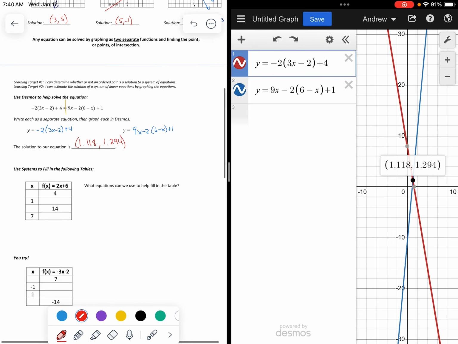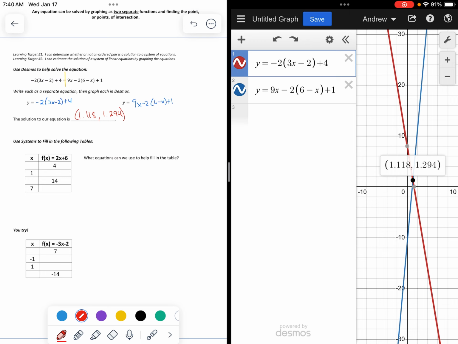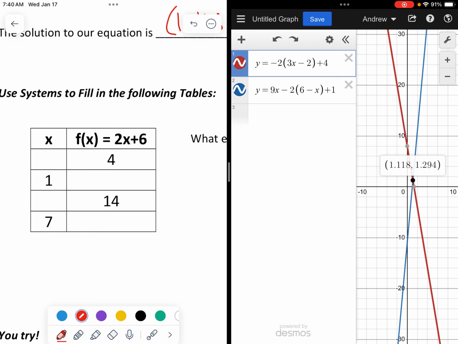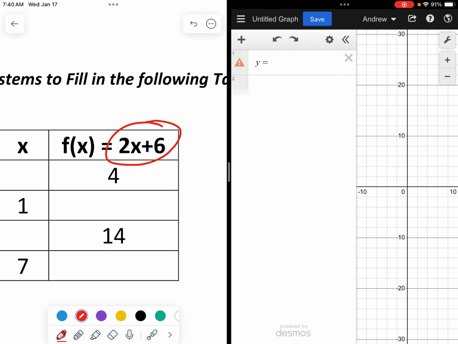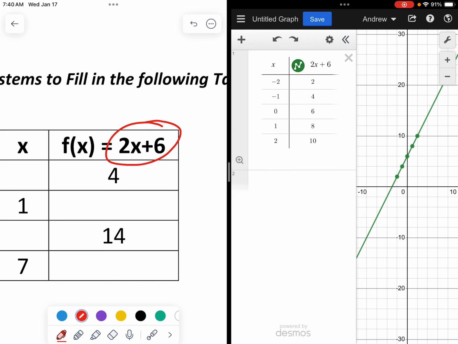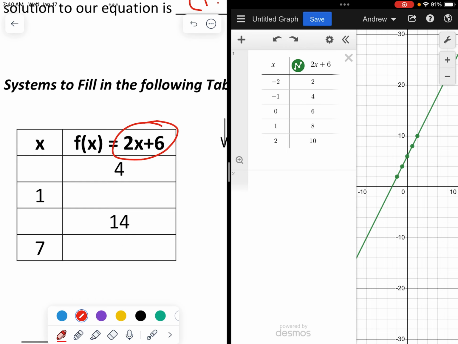Okay, so lastly it says using systems to fill the following tables. We're going to do the same thing, right? We're going to fill out the table, y equals 2x plus 6. Okay, convert it to a table. Right, you hit the settings button and convert it to a table. All right, that looks like that. So now we can fill out some of the answers that it has, like 1, 8 is in there, and -1, 4 is in the table. But we don't have the other one.